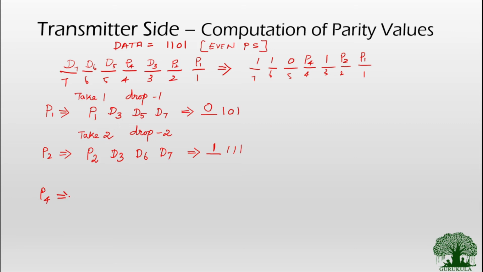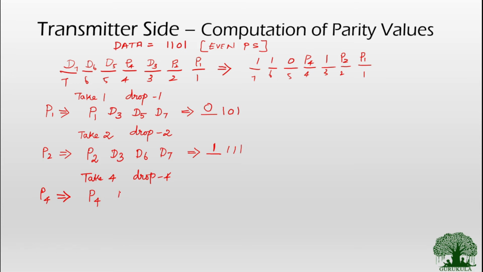So how do I calculate P4? P4 uses the same technique. I am going to take 4 values and I am going to drop 4 values. That is the technique for calculating P4. Starting from P4, I will have to take 4 values or 4 positions.